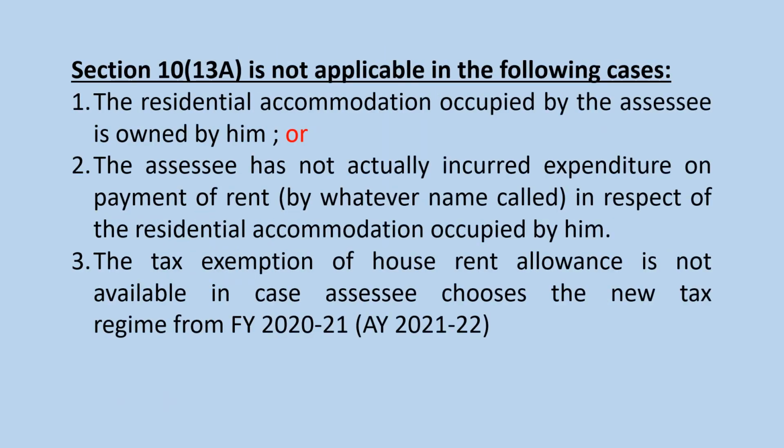Section 10(13)(a) is not applicable in the following cases. The residential accommodation occupied by the assessee is owned by him. If the assessee owns the accommodation, he does not have to pay any rent and hence cannot claim a deduction under Section 10(13)(a). The assessee has not actually incurred expenditure on payment of rent by whatever name called in respect of the residential accommodation occupied by him. The tax exemption of house rent allowance is not available in case the assessee chooses the new tax regime from financial year 2021, that is assessment year 21-22.